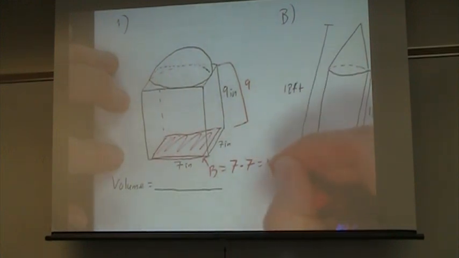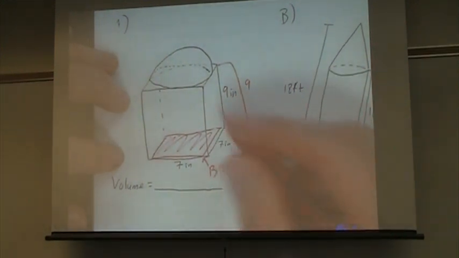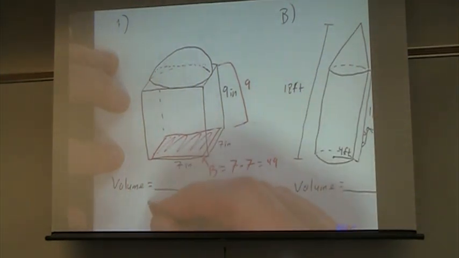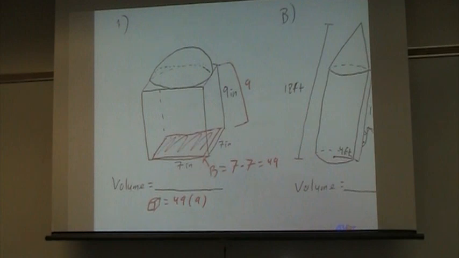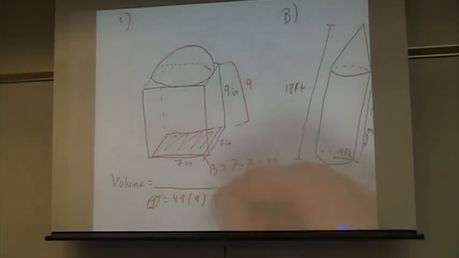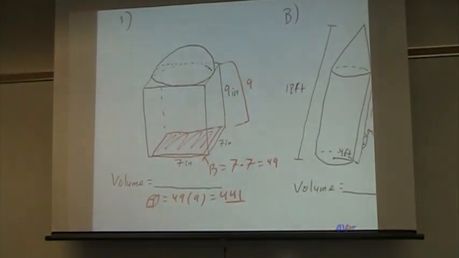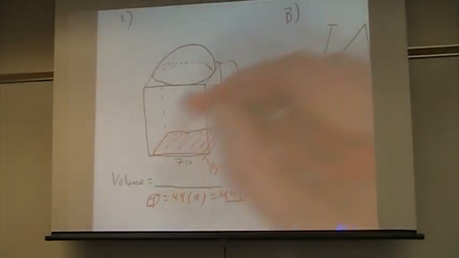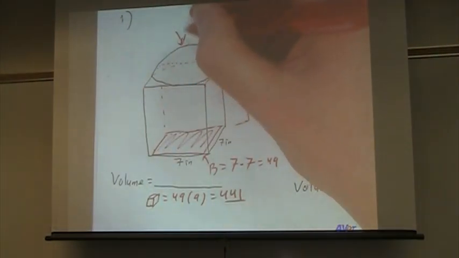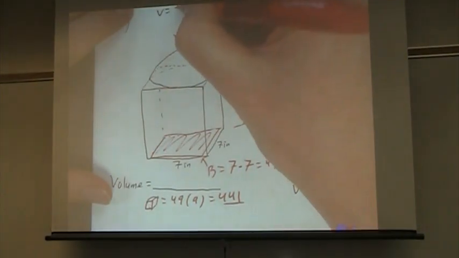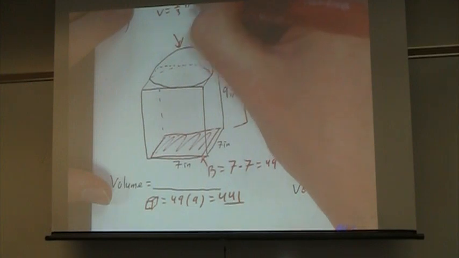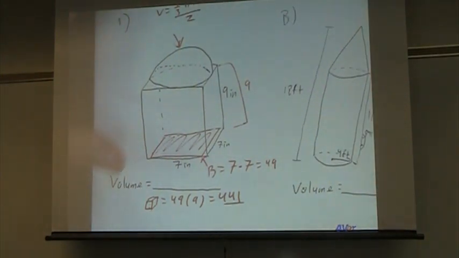So my volume for my box, there's my cube box, equals big B times height, which is 9. And I go 49 times 9 and I get 441. That gives me the volume of my bottom shape. Now I need to find the volume of my top shape. And the top shape is a hemisphere, so I go 4/3 pi r cubed, and I have to remember to divide that by 2 because it's a hemisphere, yeah?